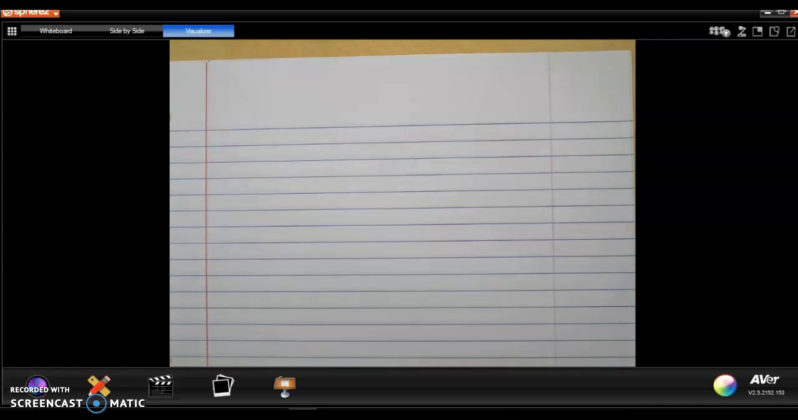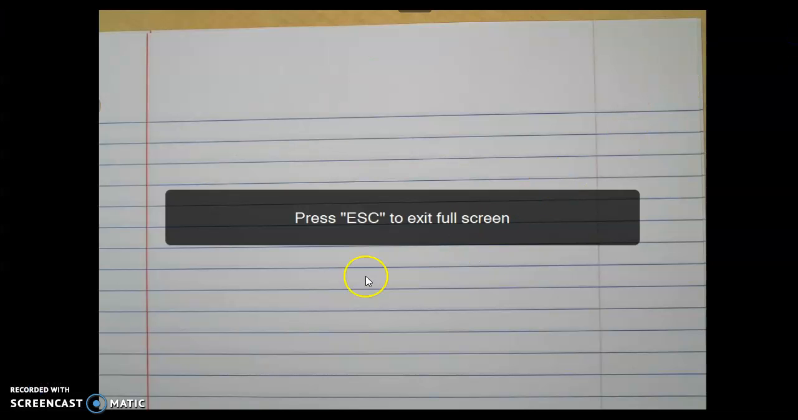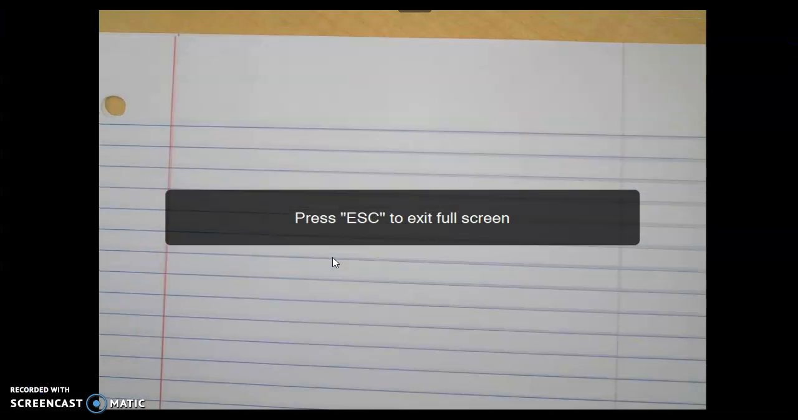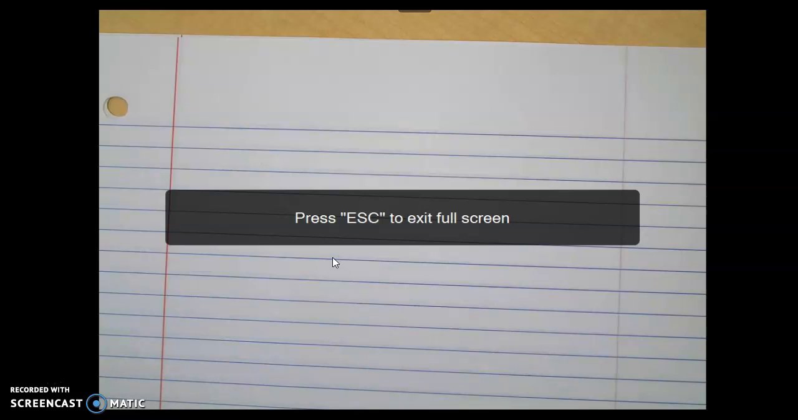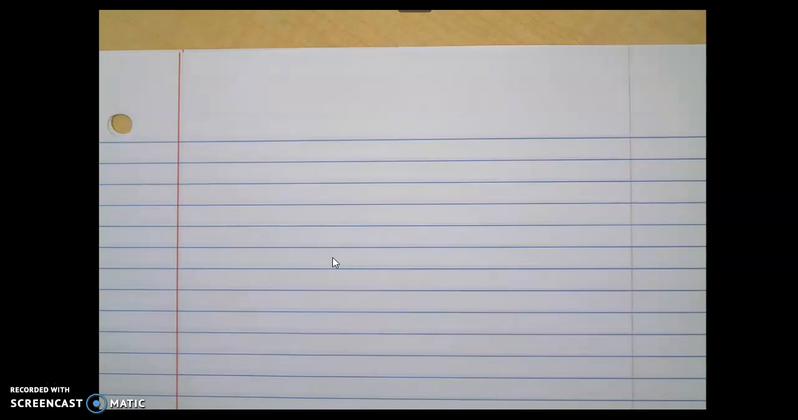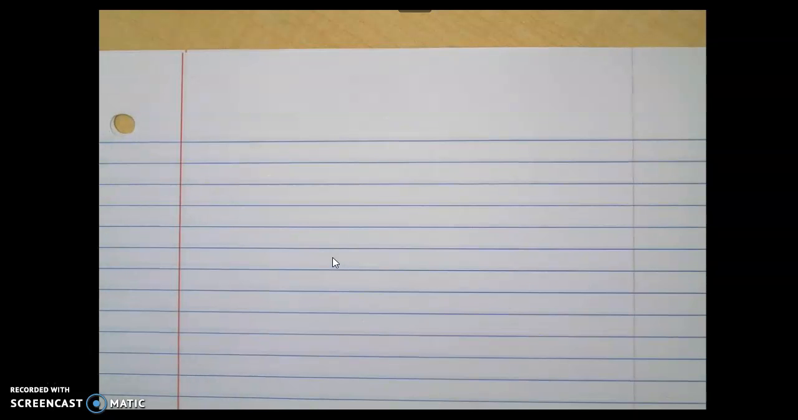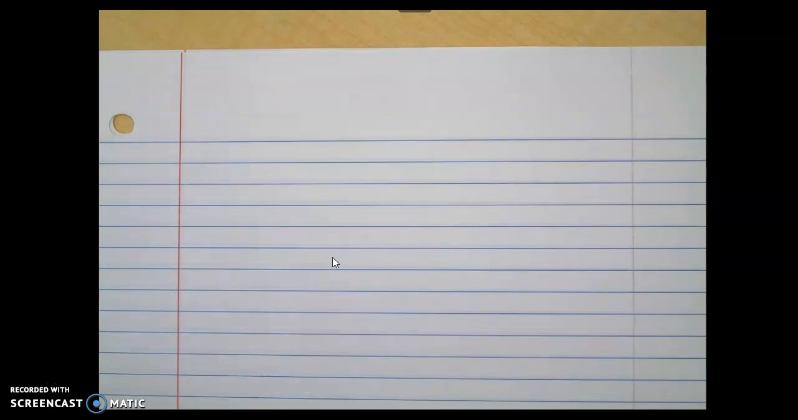Hello everyone. We're getting ready to get started on our next page in Unit 2. We will be evaluating expressions, so you need to start with a clean piece of notebook paper.